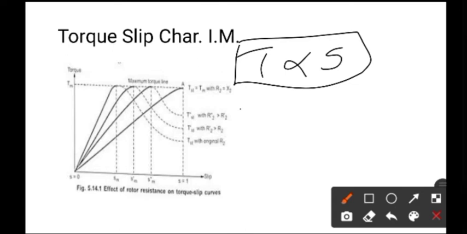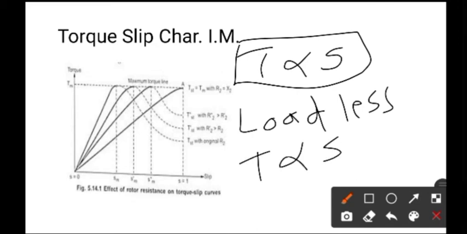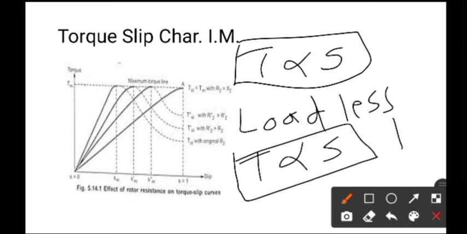It means that when load on the induction motor is less, slip is directly proportional to the torque. It means when we increase the load on the induction motor, the torque of the induction motor also increases. When we increase the load, at that time the speed of the rotor is less. Therefore, flux cutting between the rotating magnetic field and the rotor conductor increases, and the current flowing through the rotor conductor increases.